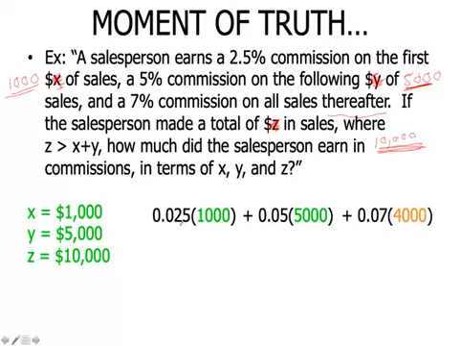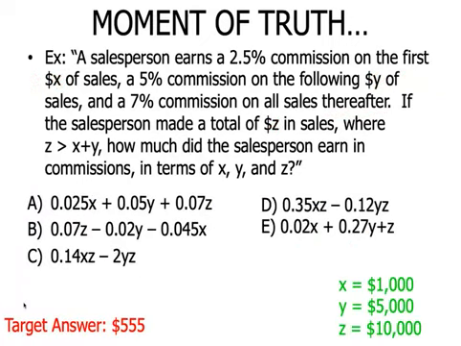Okay, so what are these actual numbers? 2.5% of 1,000 is $25. 5% of 5,000 is $250. And 7% of 4,000 is $280. And if I add these all together, I get $555. And that is my target answer.